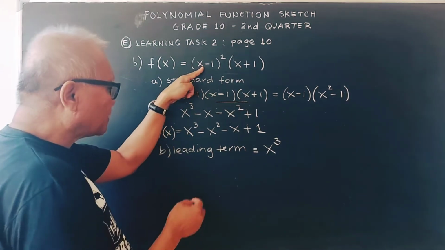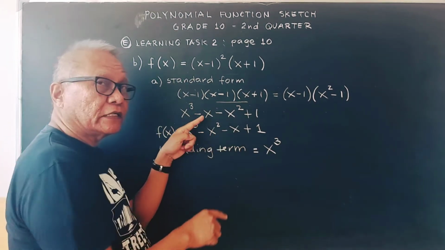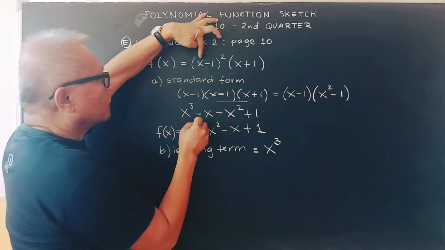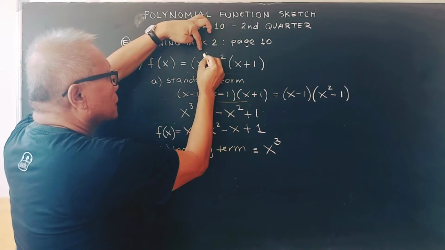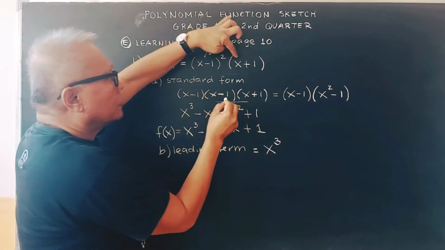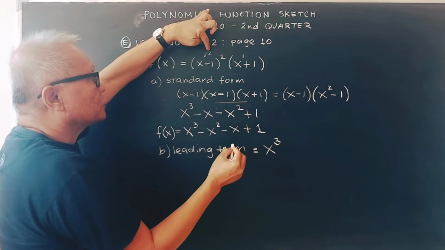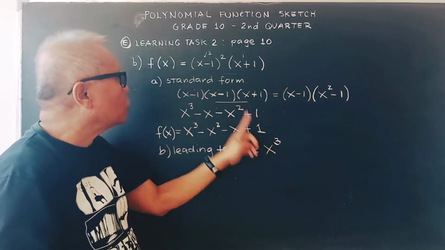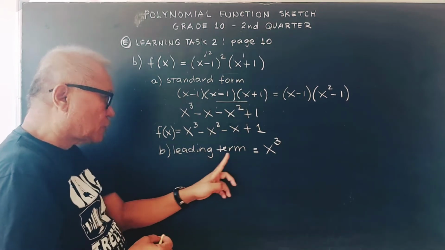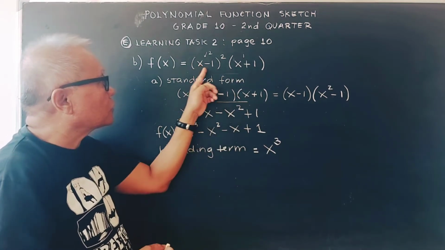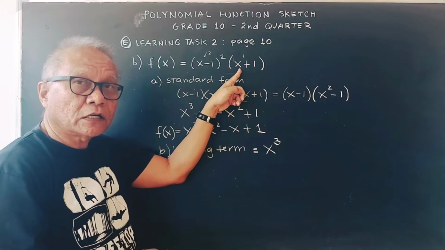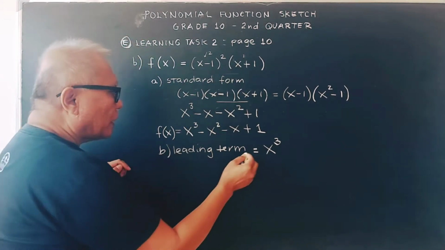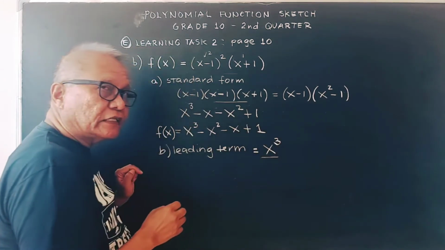Now here we can also determine the leading term without multiplying the factors. So here we know this one is 2, therefore this will become 2. So this one is 2 and this one is 1. So adding 2 plus 1 gives us 3 also. You don't need to multiply the factors just to identify the leading term. You can do that in the factored form of our polynomial function. It's easier.